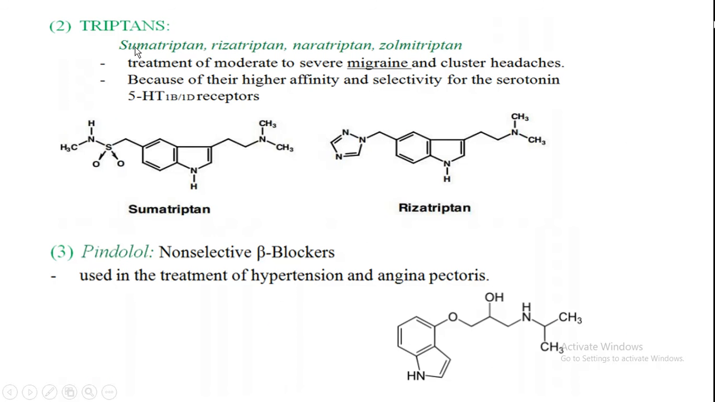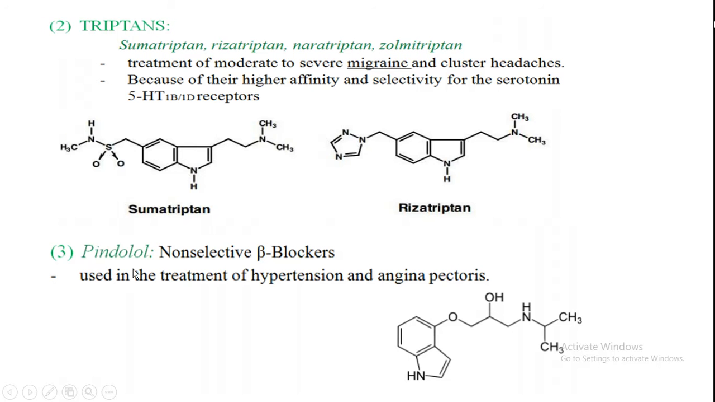Next are the triptans, sumatriptan. These are drugs. All the triptans are used for migraine. Okay, you remember. So these are the drugs: sumatriptan, rizatriptan, naratriptan, zolmitriptan. They are used for treatment of moderate to severe migraine and cluster headache because of their higher affinity and selectivity for the serotonin 5-HT 1B/1D receptor. That is part of medicinal chemistry. Sumatriptan and rizatriptan, see, this contains the structure of indole.